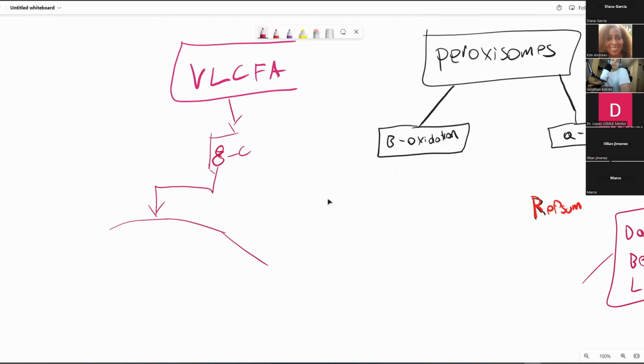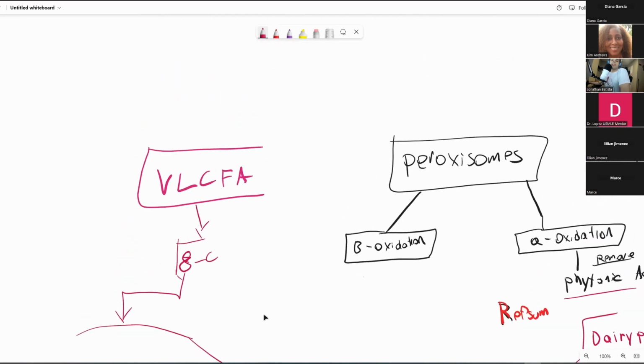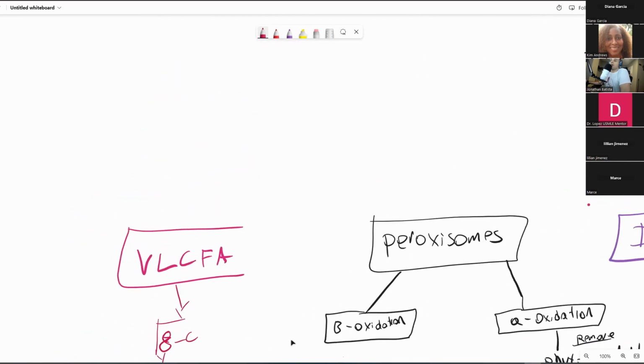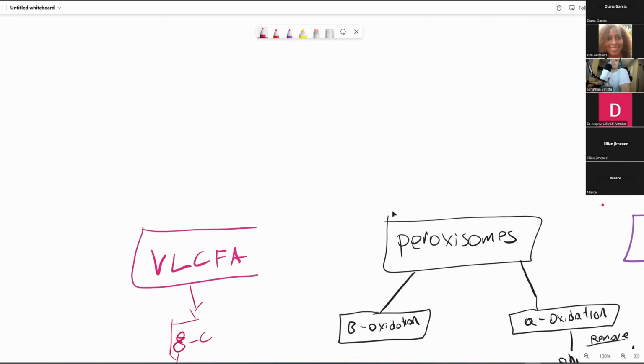Also, peroxisomes also try to metabolize ethanol, and we'll see this as well. They can actually metabolize ethanol, as crazy as it sounds. They have a catalase activity. They have a catalase reaction. And you'll see this in your books as well.